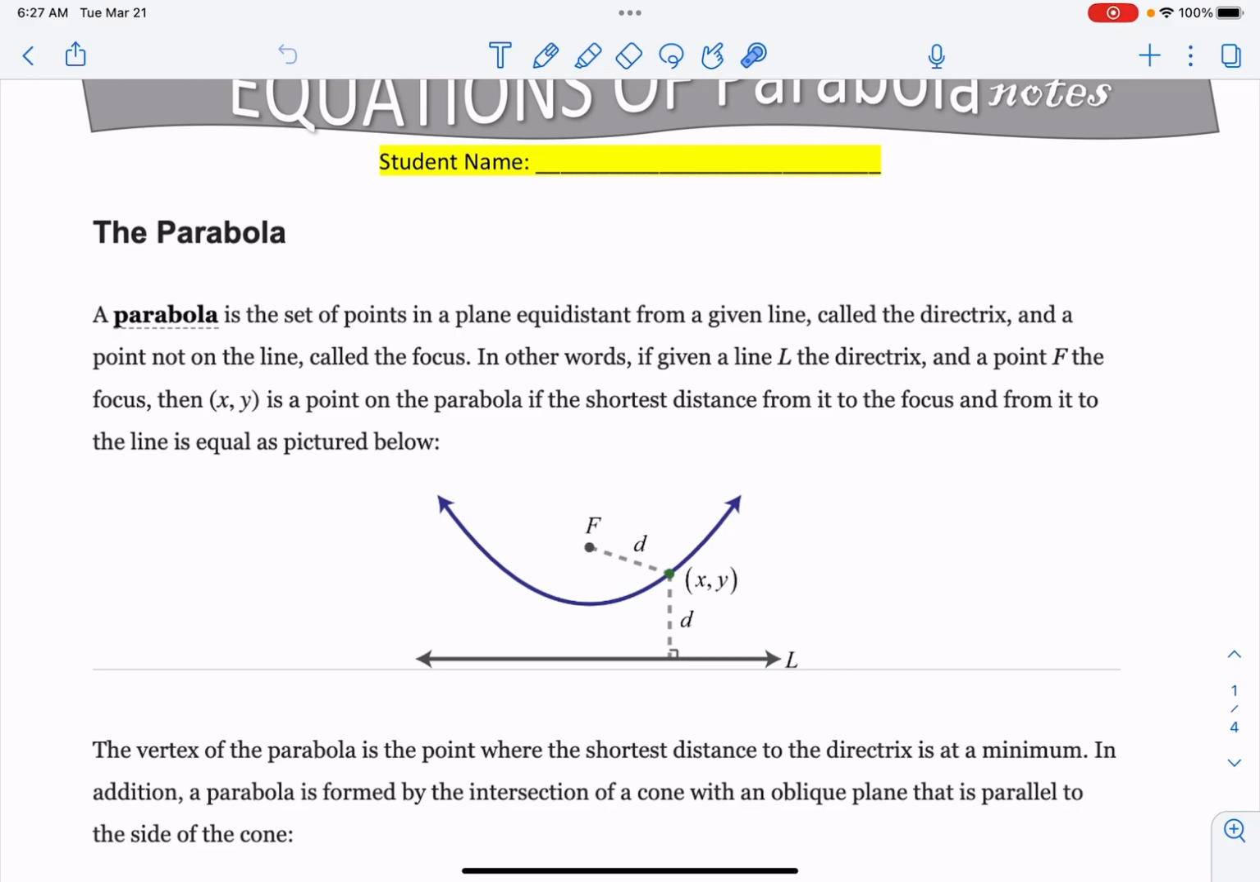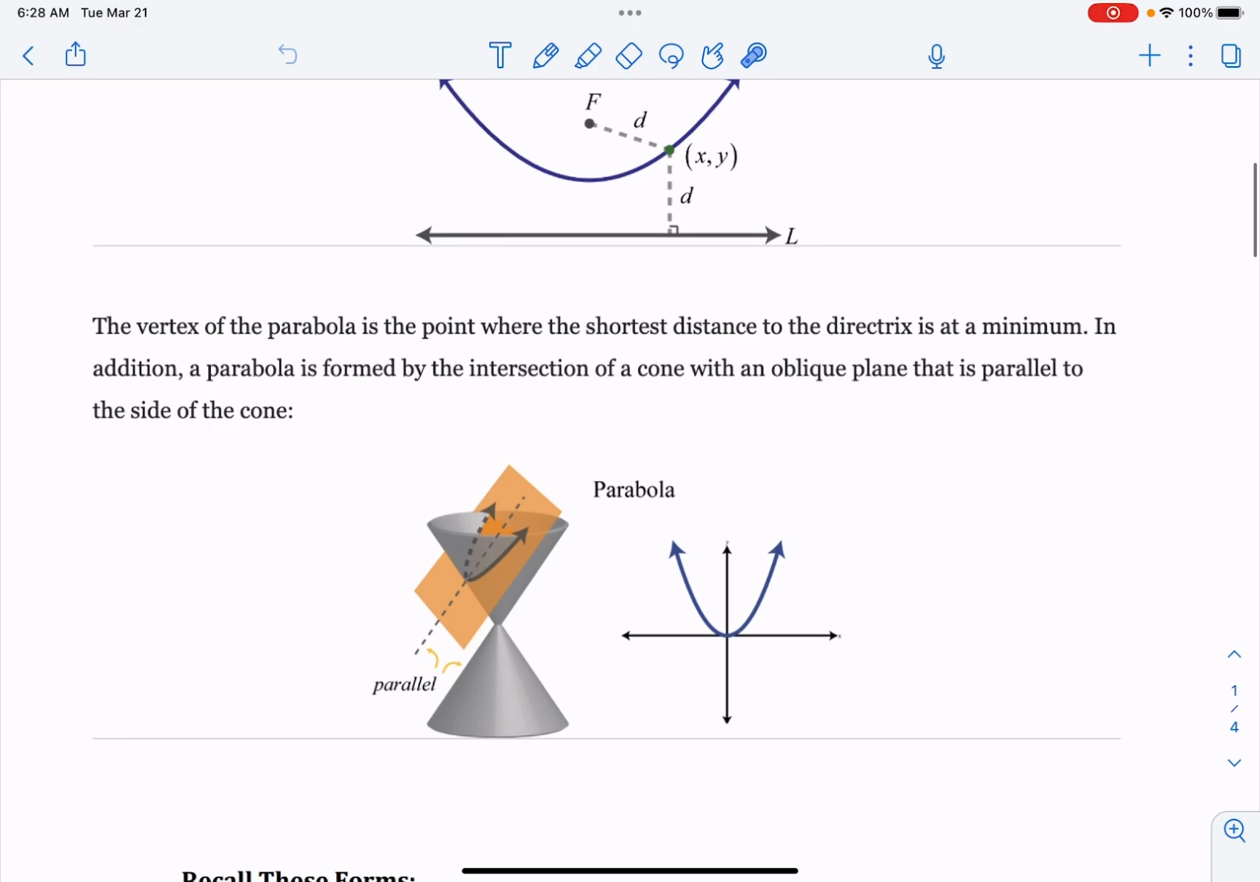And a parabola is a set of points in a plane equidistant from a given line, which is this one, that's called the directrix, and a point not on the line called a focus, so this distance here. So now when we're graphing parabolas, we need to find certain things. We're going to need to find the vertex, the focus, the directrix, and then these points that are going to be parallel to that focus. And that's what we're going to be looking at.